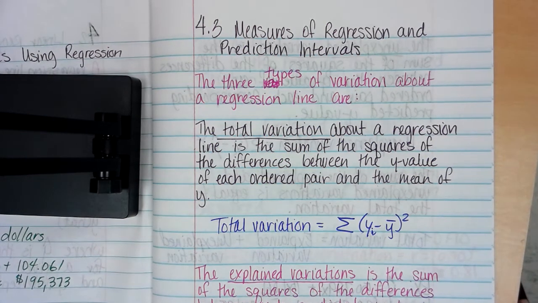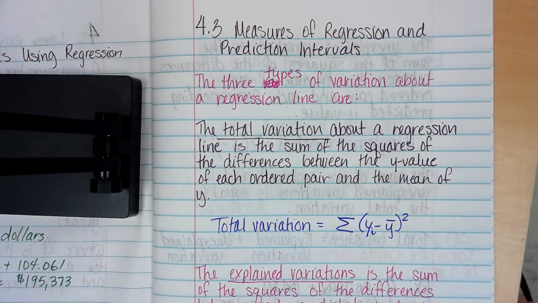Okay, these are the notes for 4.3, measures of regression and prediction intervals. This is a bit of a complicated unit, so it's going to have a section that takes a little bit more time. So today I'm just going to have you copy the notes.